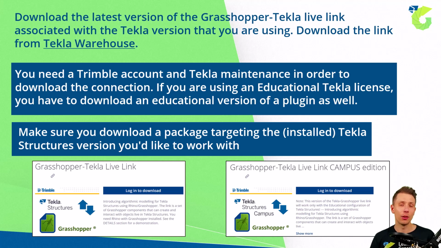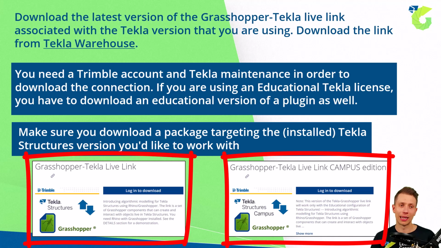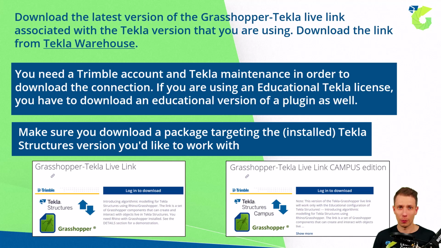And the second thing, you can find two versions of Grasshopper-Tekla Live Link. One is just called Grasshopper-Tekla Live Link, but the second one is called Grasshopper-Tekla Live Link Campus Edition. Campus Edition is just prepared for the educational version of Tekla. All right, so you have to remember. If you would like to work with the latest version and you don't have any license, you need to also download the Grasshopper-Tekla Live Link, and make sure that you download a package targeting the installed Tekla version.